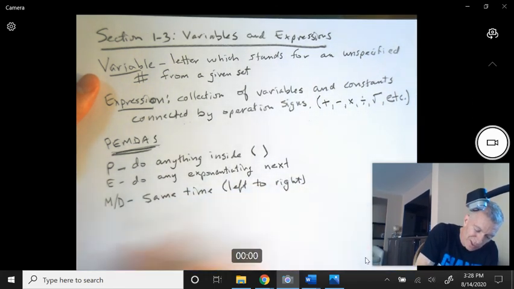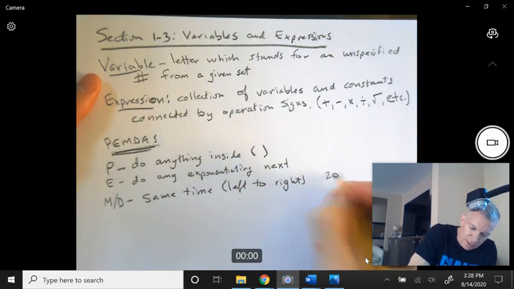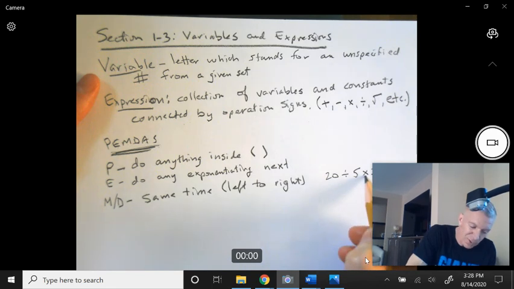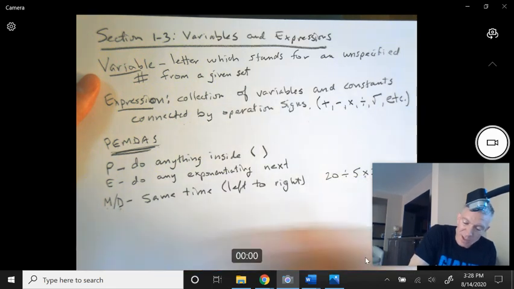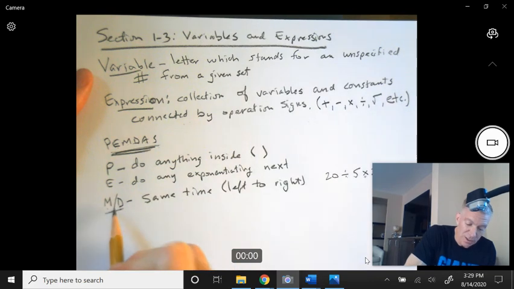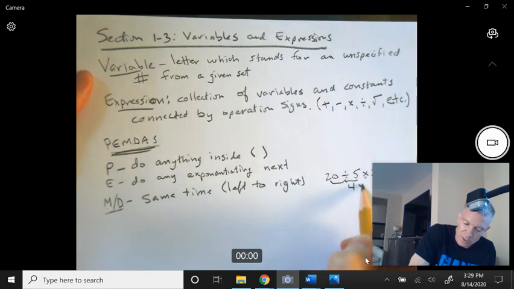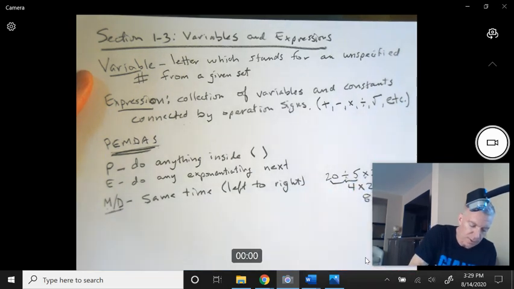So for instance, multiplication doesn't really come before division. If I have 20 divided by 5 times 2, I don't do the multiplication first because the M is before the D. I've got a multiplication and division. Those are equal. You do those same time. And the one you determine you do first is going to be left to right. So I've got to do the division first. I get 4 times 2, and then I get 8. Okay, that can be confusing.